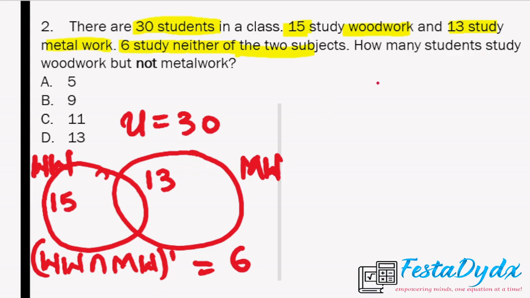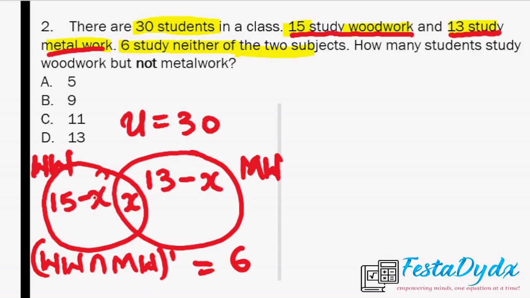How many students study woodwork but not metalwork? If you take note of this question, it says 15 study woodwork. It did not say 15 study only woodwork. Because there is no "only" here, I'm going to have x for the intersection. The x here represents those that study both woodwork and metalwork. The question did not say only woodwork, neither did it say only metalwork. It said 13 study metalwork, not 13 study only metalwork. So I'm going to subtract x from both of them, removing those that study both.